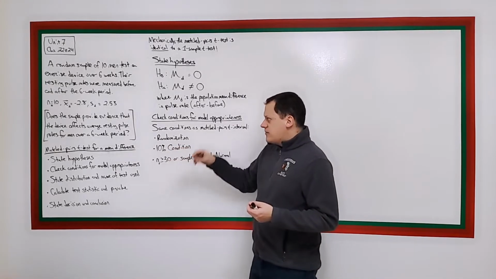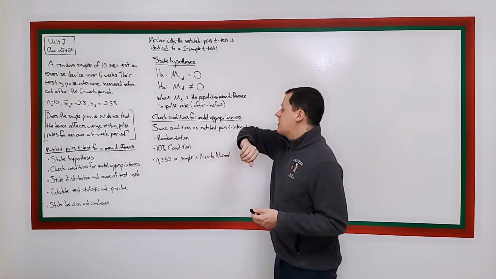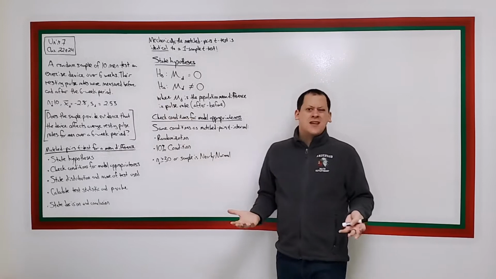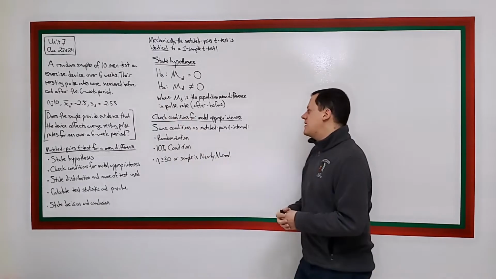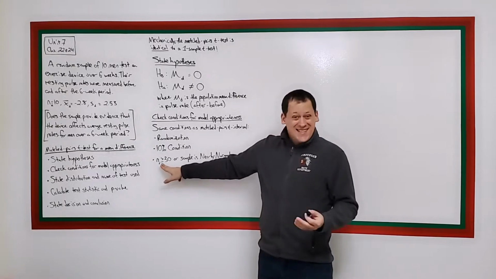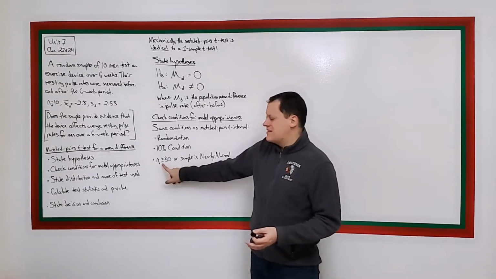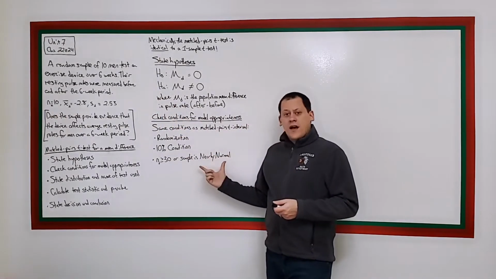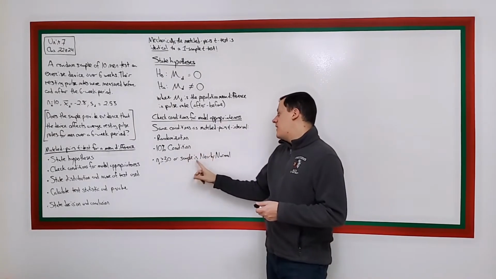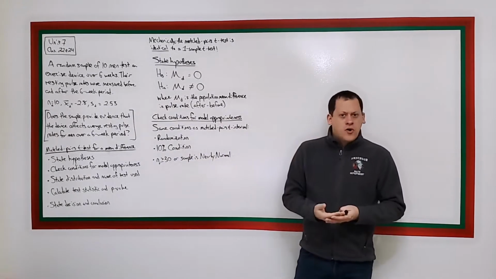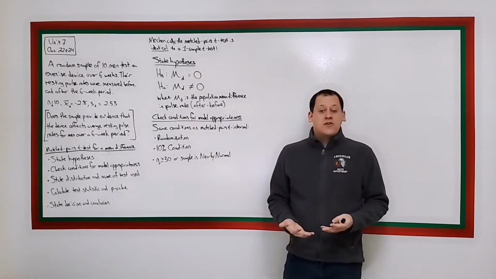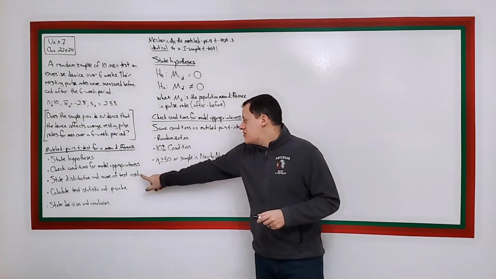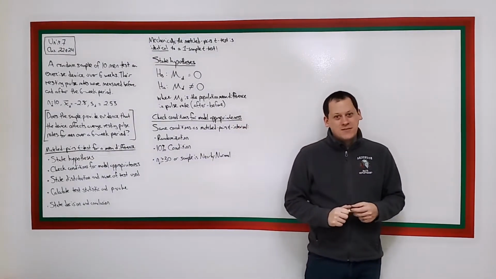So, for randomization, we took a random sample of 10 men, so we're good. 10% condition, these 10 men represent less than 10% of all men who could use this device. And our sample size is less than 30, so this is not met, right? We've only got 10 values of differences, but when we calculated the confidence interval for this example, we did find that the sample was unimodal, roughly symmetric, and pretty much free of outliers. So all of these conditions are met. So we should be able to move on to stating our distribution and the name of the test that we're going to be doing.